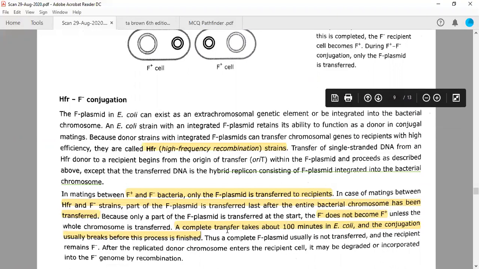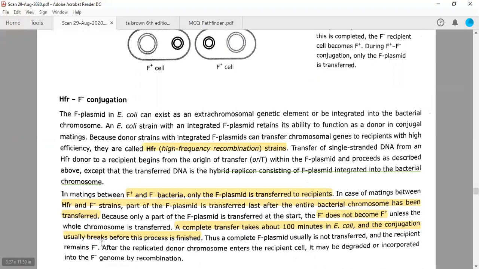Actually, before completion of the transfer, this conjugation tube will be broken, and therefore the complete F plasmid or all the transfer genes will not be able to transfer from the donor to the recipient cell. Thus, the F negative cell will remain F negative even after a long time. Means any time you can take before 100 minutes, right?